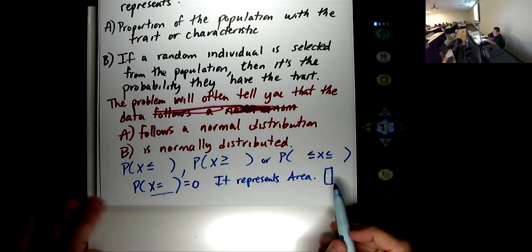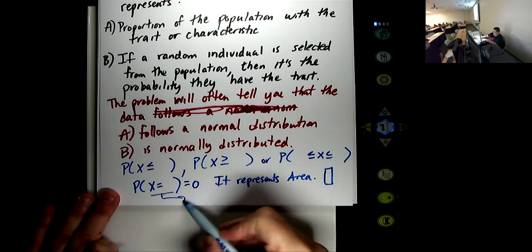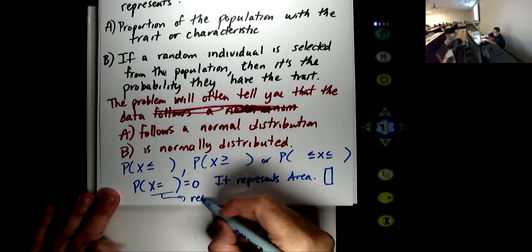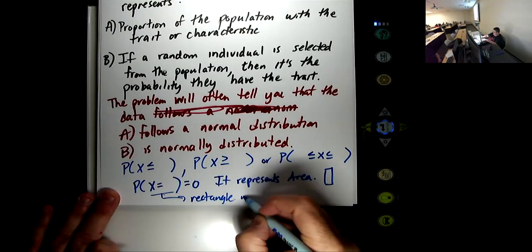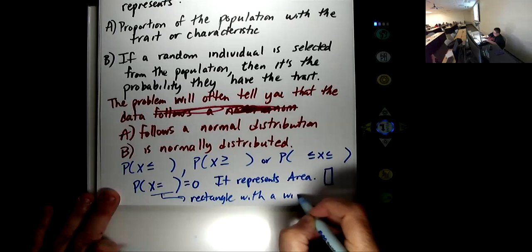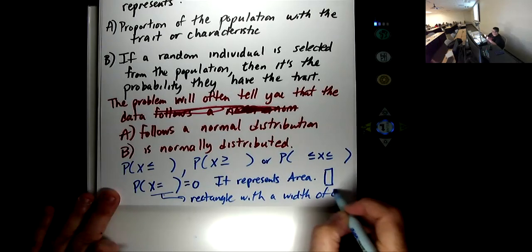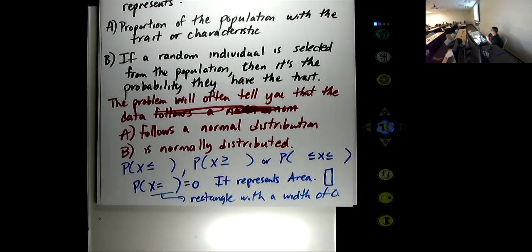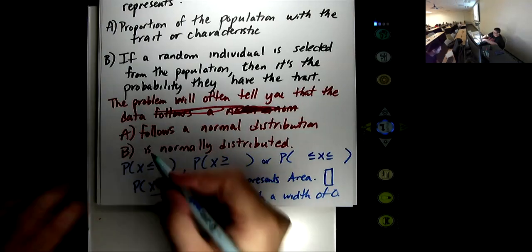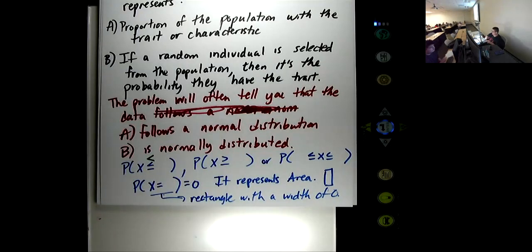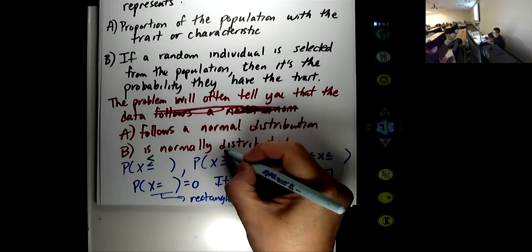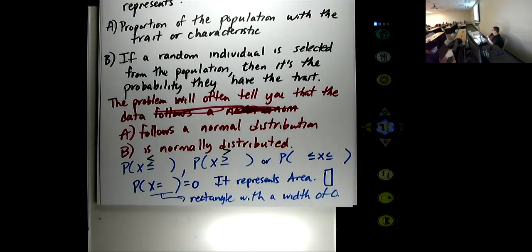It represents area, so if it has X equals something, this is a rectangle with a width of 0. It's just a line right there. So we don't have X equals, and X less than falls in this category. X less than is the same, you would just do less than or equal to. X greater than, you would just do greater than or equal to. They don't bother showing them two different ways because they equal the same thing. The equal portion is nothing.